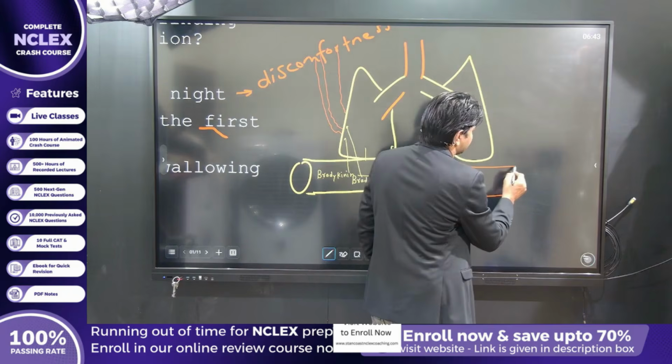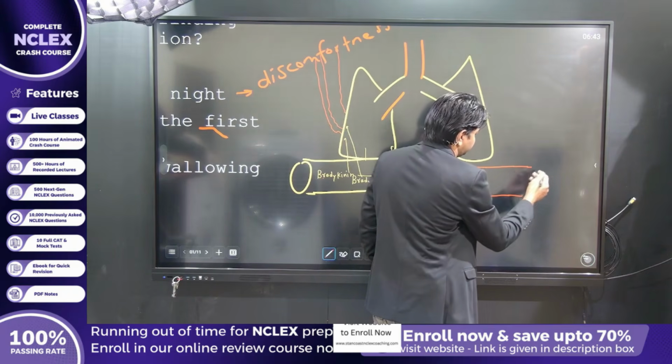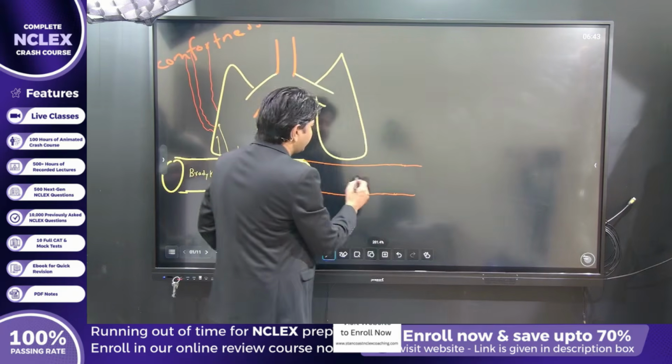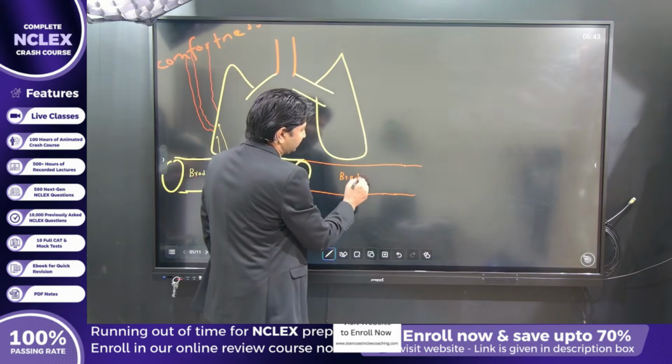I am currently making this diagram that shows the structure of blood vessels in the body. So this is the blood vessel, and it contains too much of the bradykinin.